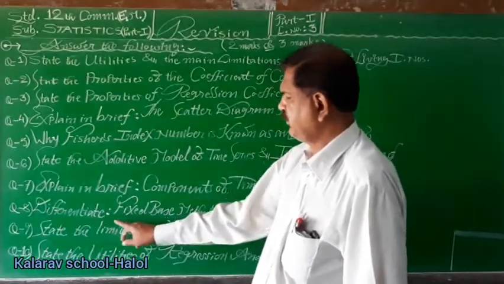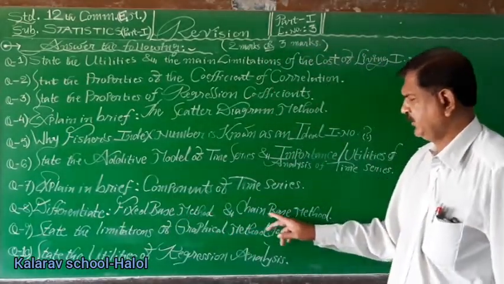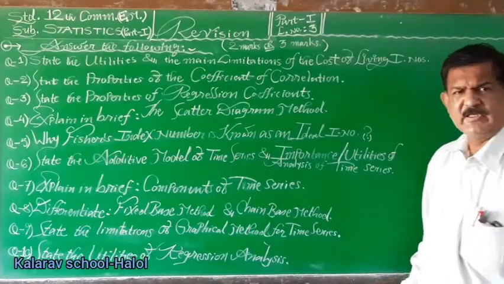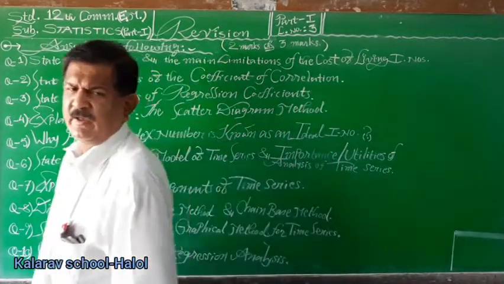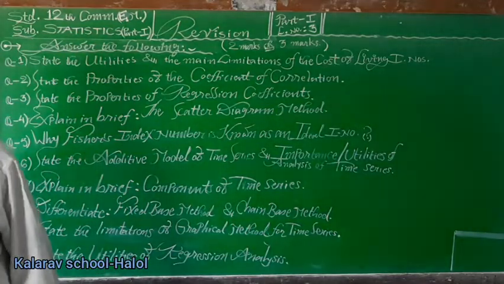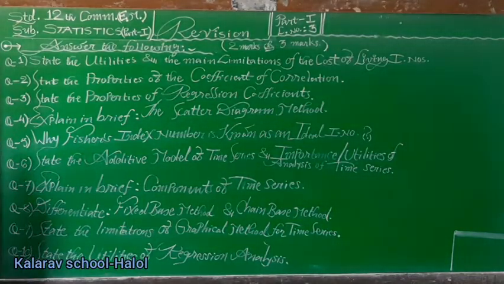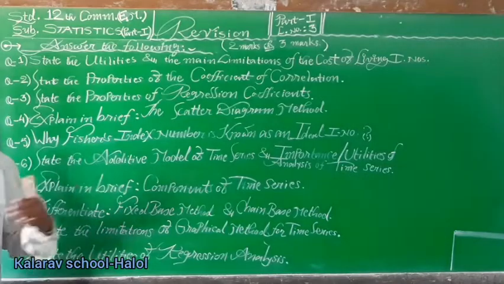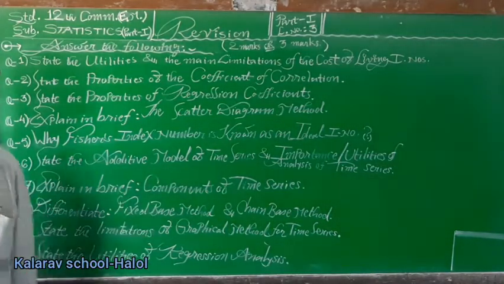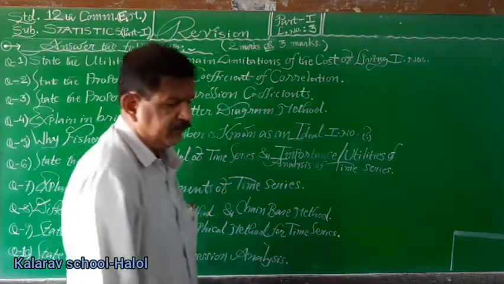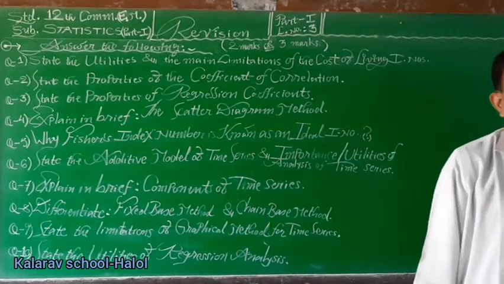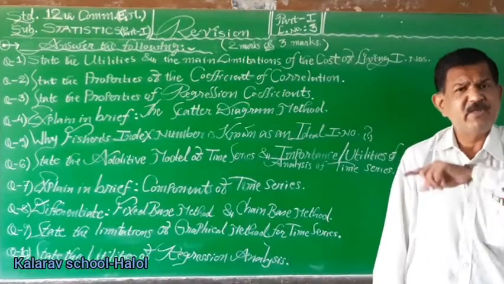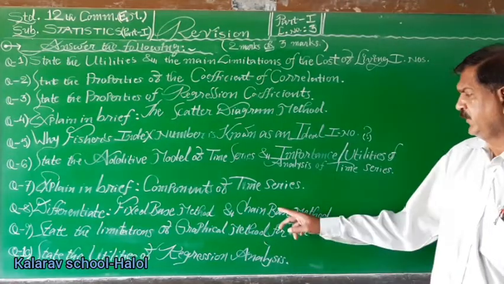Differentiate, meaning distinguish, between the fixed base method and the chain base method. Chapter number 1, index number. Mainly there are two methods, fixed base method and chain base method. In fixed base, 1 year remains fixed as the base period, and in the chain base method, each and every year the base year is shifted, and the previous year is considered as the base period.